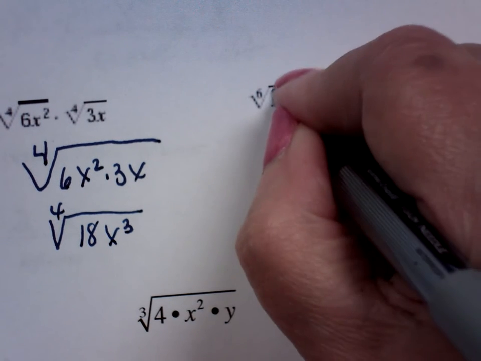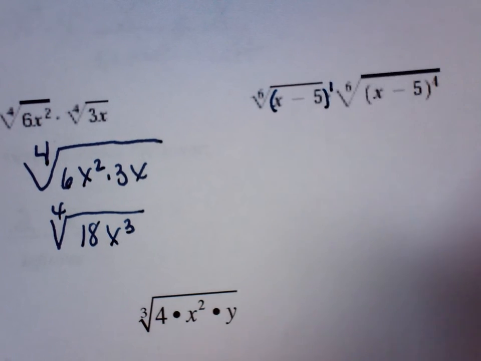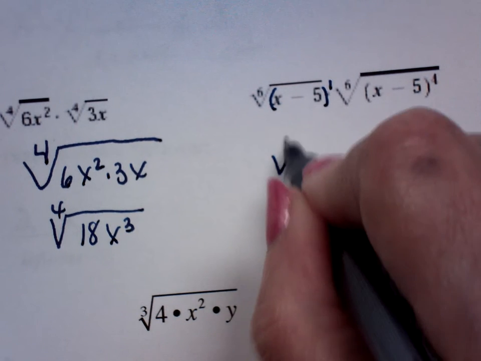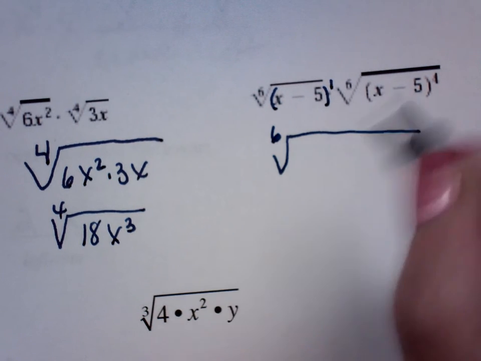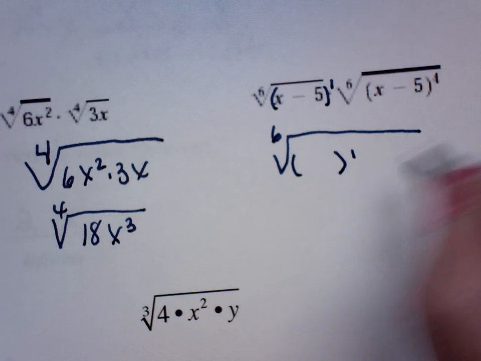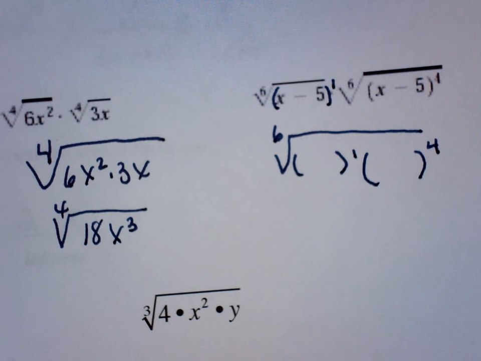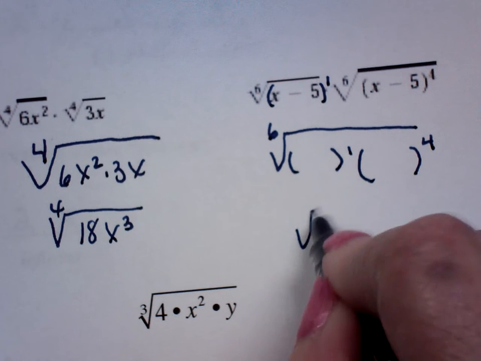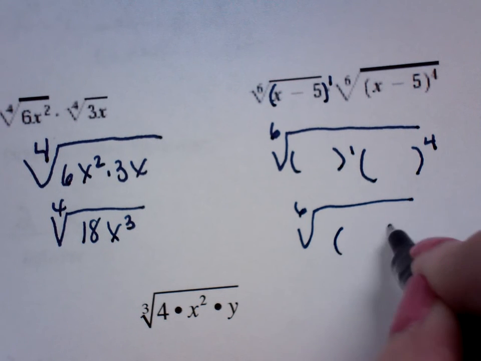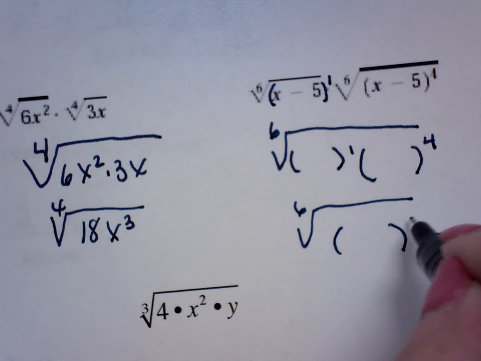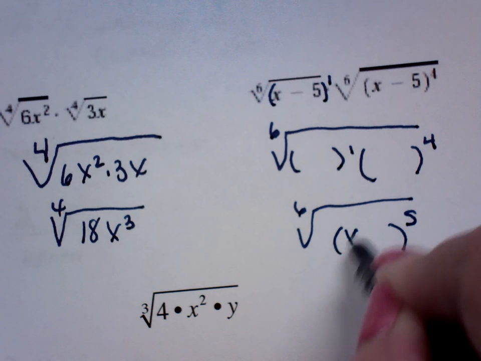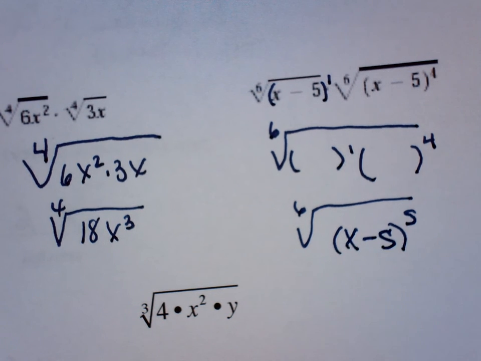Now, notice, this is really a parenthesis to the 1, and it's the sixth root. So this is the sixth root of parenthesis to the 1 times parenthesis to the 4, which becomes the sixth root of parenthesis, 1 plus 4 is 5, and what's in the parentheses is x minus 5.